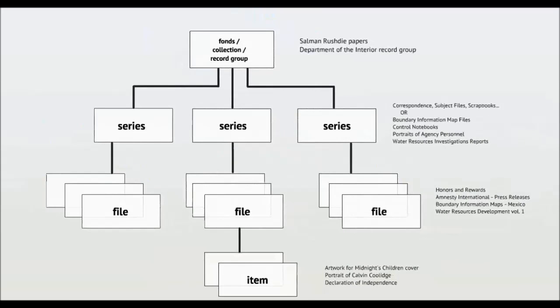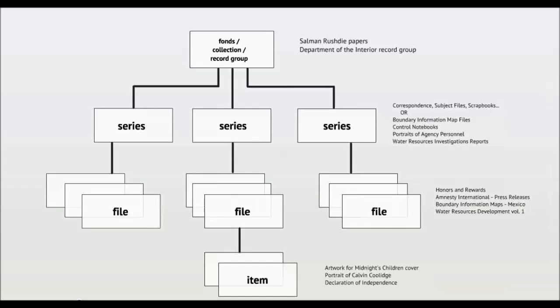So here's a visual example of an archival hierarchy. You have your top level, which is varyingly called things like a file or a collection, record group, or manuscript group. Whatever you call it, this is the entity that was responsible for creating this set of records. For example, the Salman Rushdie papers, or the Department of the Interior record group.